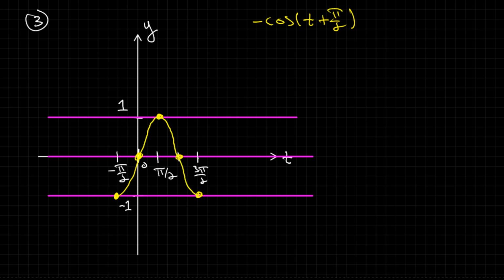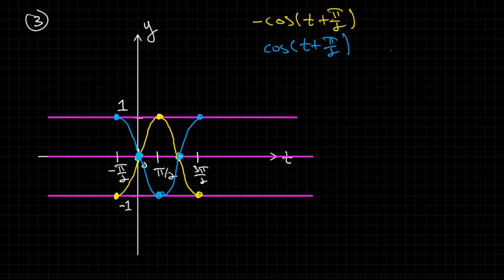If you wanted to graph cosine of t plus pi over 2, then we would start at the top, go to the midline, then down to the bottom, then to the midline, then back to the top, and we would have a graph that looks like this. You see we have to do hardly any work once we've graphed negative cosine of t plus pi over 2 to graph cosine of t plus pi over 2.